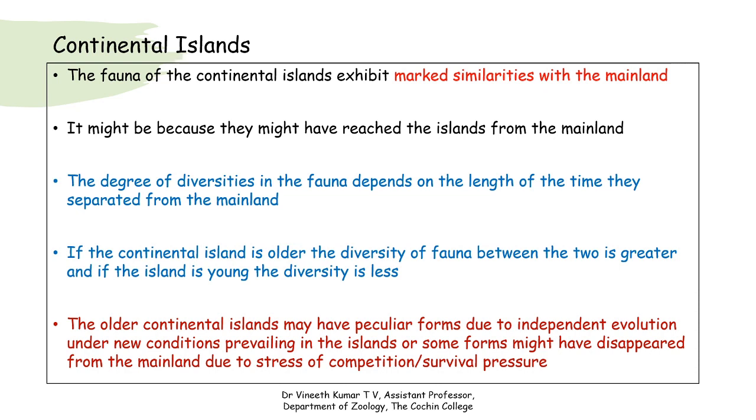The older continental islands have peculiar forms due to the independent evolution under new conditions which are prevailing in the islands, or some forms might have disappeared from the mainland due to stress of competition or survival pressure. So there are many reasons for why you have peculiar or diversified fauna in continental islands. One is that because of the new environment, they acquire new adaptations because of the prevailing conditions in the island, and some forms might have disappeared from the mainland due to stress of competition or survival pressure.